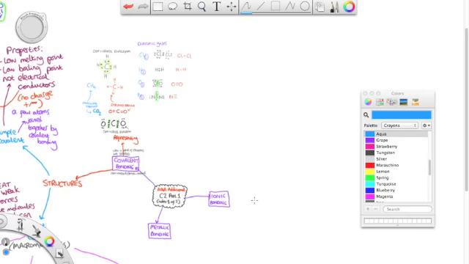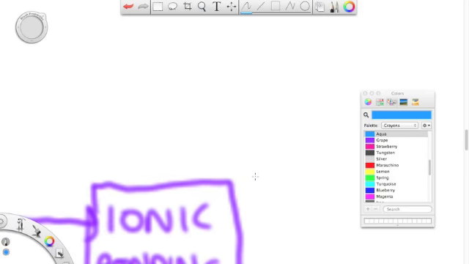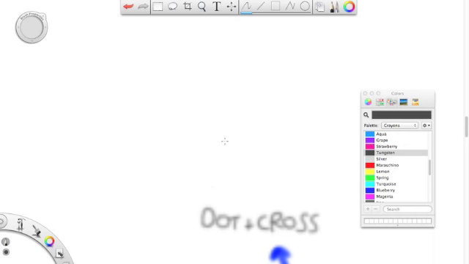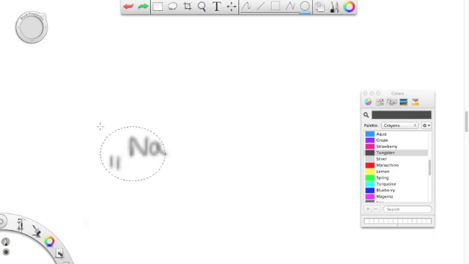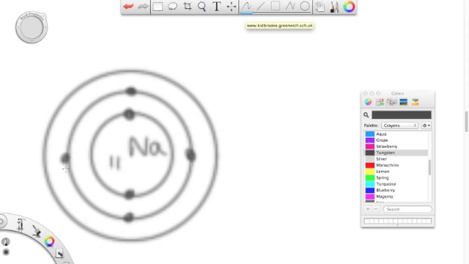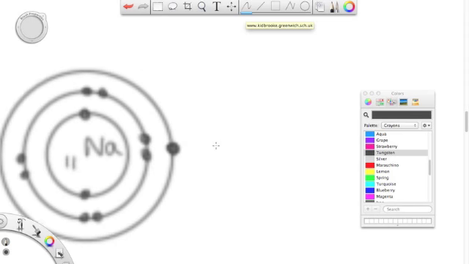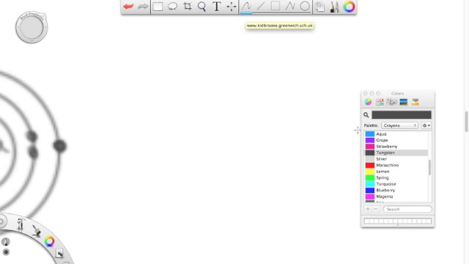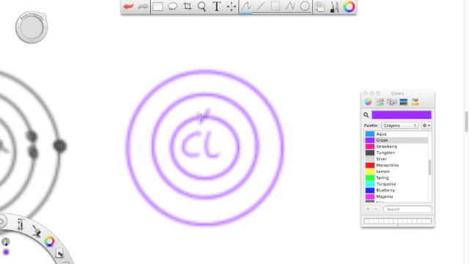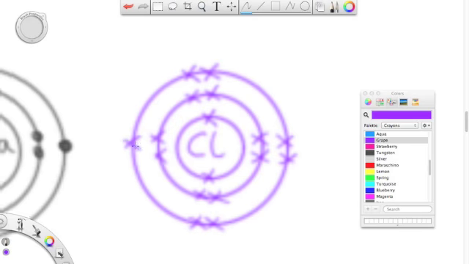Now, let's look at ionic bonding. We can show ionic bonding with a dot and cross diagram, and I'll show you a very simple example with sodium and chlorine. Sodium has 11 electrons, so if we draw 11 with 1 on the outside shell, and chlorine has 17 electrons with 7 on the outside shell.